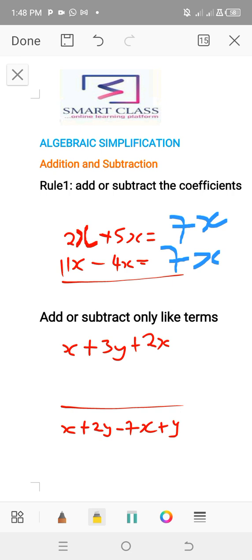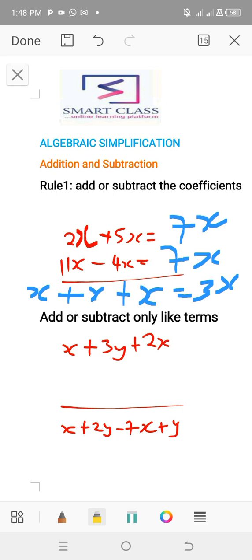Let's take one more example. If you have x plus x plus x, that will give us 3x. Then the second rule to learn is that you should add or subtract only like terms. So if they are not like terms, don't add and don't subtract.